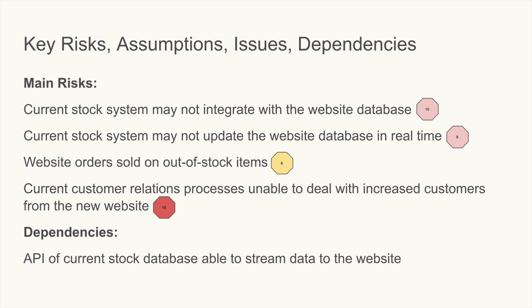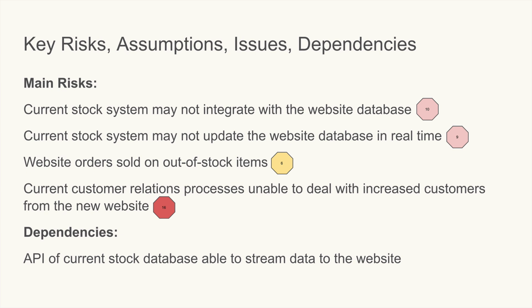So we're going to say that the main risks are the current stock system may not integrate well with the website database. The current stock system may not update the database in real time, so that could lead to people trying to order an item, but it's actually sold out in the current database, but it's not reflected on the website. So they've gone ahead and made that order successfully through the website, but they've actually bought something that's out of stock. Which leads to the website orders sold on out of stock items.